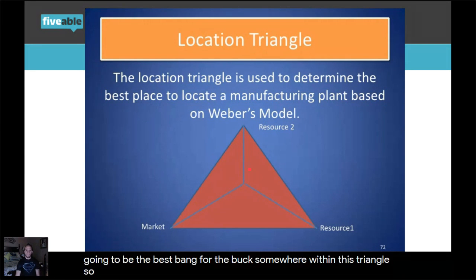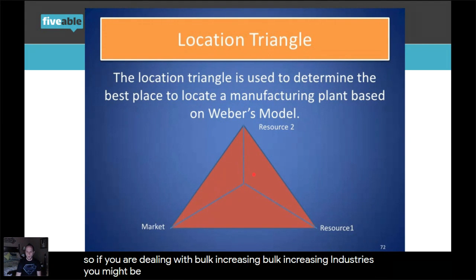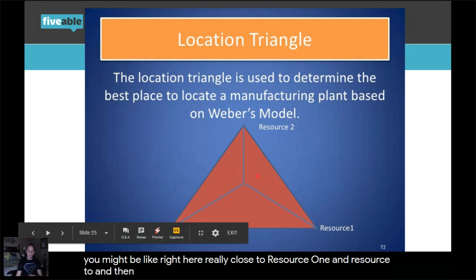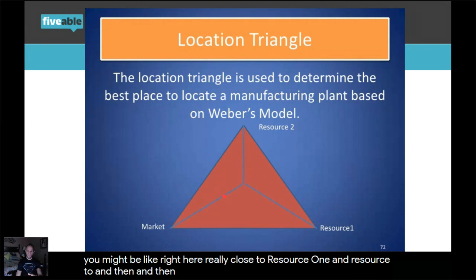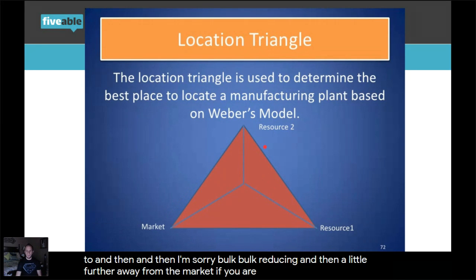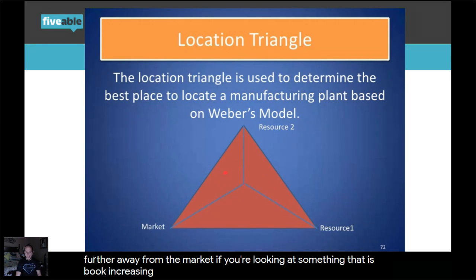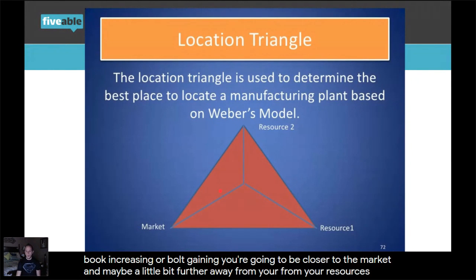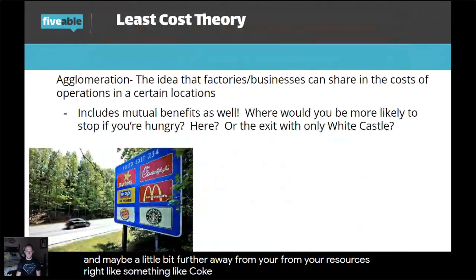So if you are dealing with bulk reducing industries, you might be right here, really close to resource 1 and resource 2, and a little further away from the market. If you're looking at something that is bulk increasing or bulk gaining, you're going to want to be closer to the market and maybe a little bit further away from your resources. Something like Coke, for example.